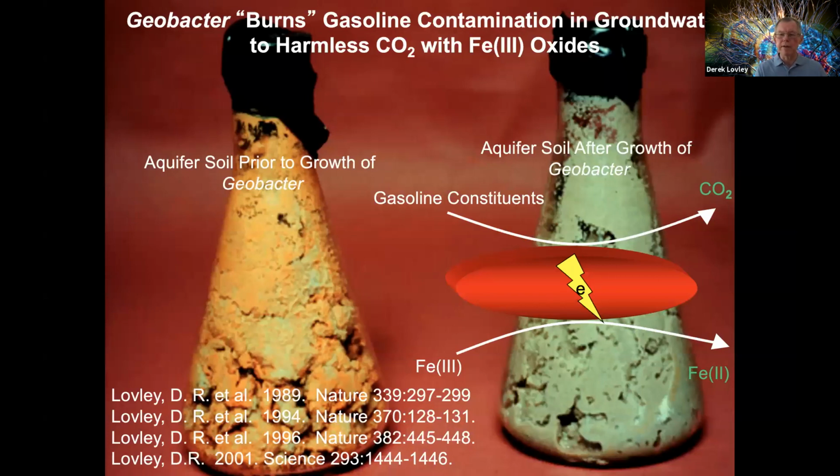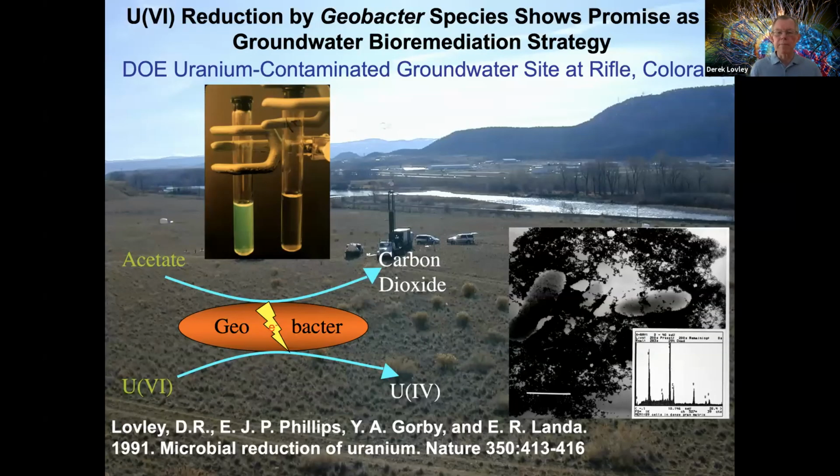And what's happening there is that Geobacter is capable of oxidizing various petroleum contaminants, including aromatic hydrocarbons, even benzene, to carbon dioxide with the reduction of iron. That will naturally happen, but once you understand that that's going on, it's possible to devise various strategies to speed up that cleanup.